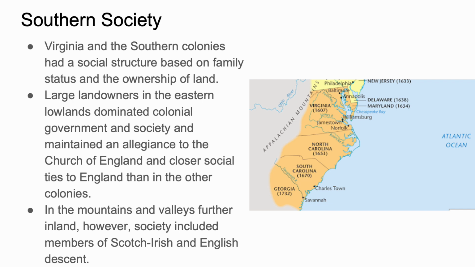In the mountains and valleys, society included members of Scotch, Irish, and English descent. So you don't see as much of that focus on family status and ownership of land.